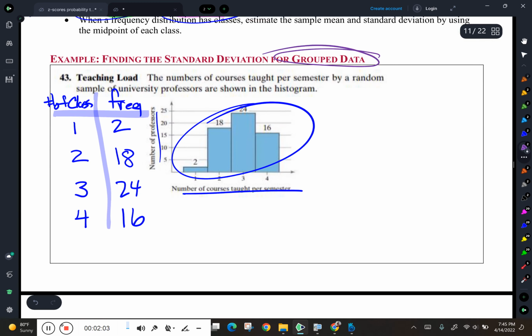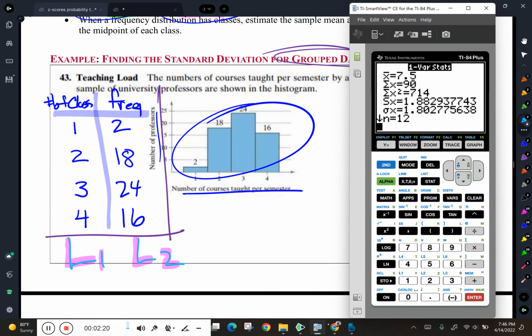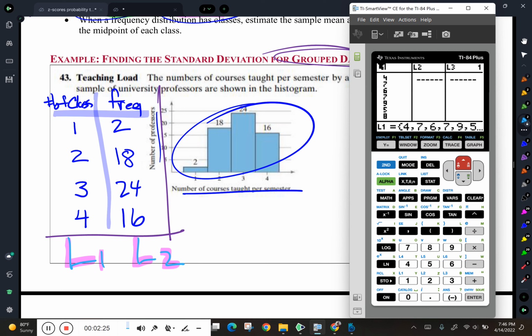Okay? So here's my frequency distribution. I'm going to take this data and put it in my calculator. That's going to be my list 1, and that's going to be my list 2. And then I'm going to have the calculator do all the work for me. The lovely thing about this is if I can put it in here as lists, the calculator can do the work for me. So 1, 2, 3, 4, and 2, 18, 24, 16.